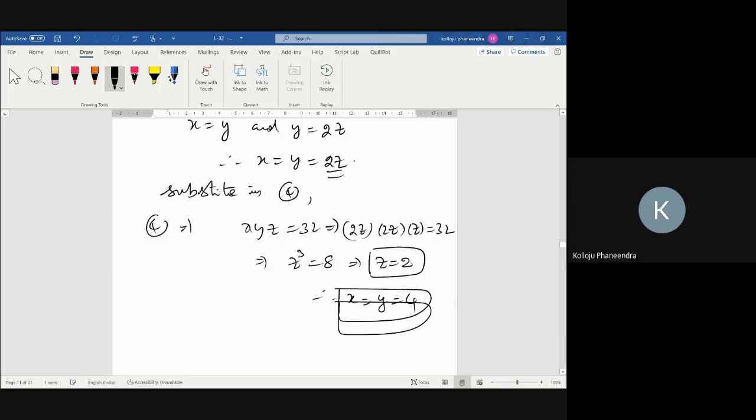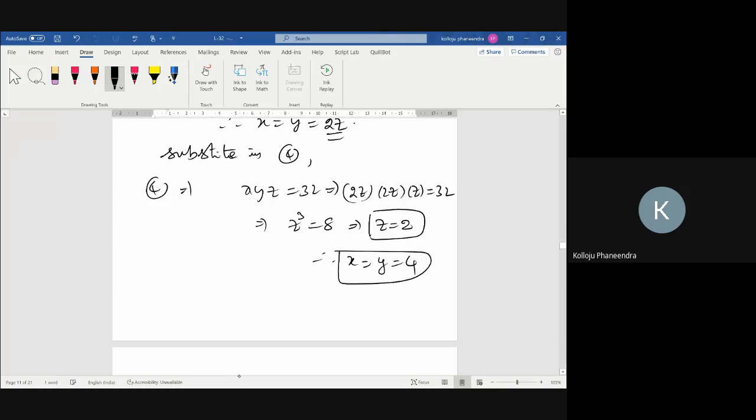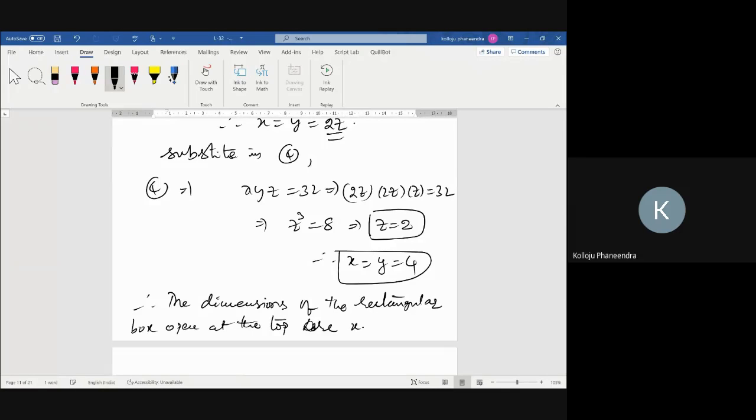That's it. Okay. Therefore the dimensions of the rectangular box, open at the top, with the least material are x equal to y equal to 4 and z equal to 2. This is the problem. Okay.